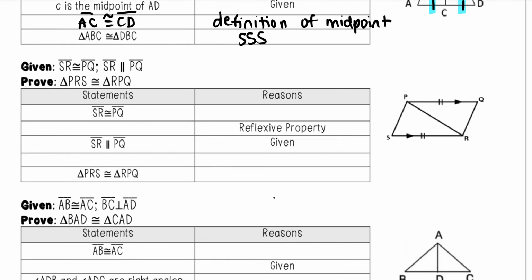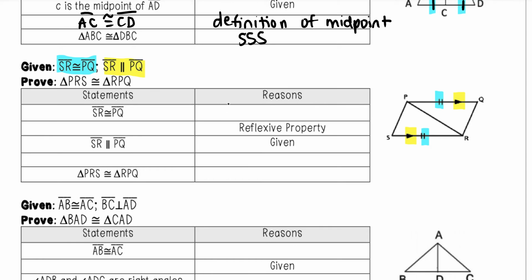In our next proof, it is given to us that the segment SR is congruent to the segment PQ. So SR and PQ, those are marked with the tick marks there. Then we are also told that SR and PQ are parallel. So remember, that's the arrows that are marked here. The tick marks mean congruent, the arrows mean parallel. We're trying to prove that these two triangles are congruent to each other.